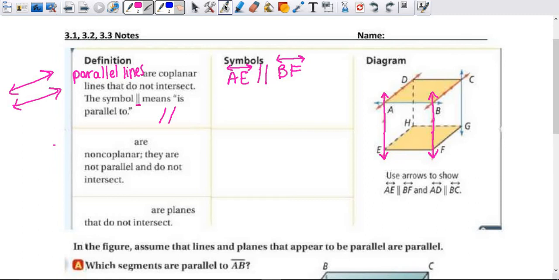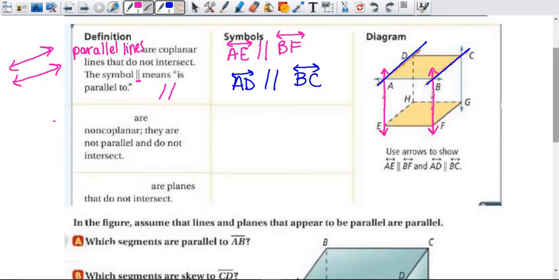Okay, so another example could be, what about AD and then BC? So I could use AD, and that is a line, so we give it the correct hat, to BC. Those are some parallel lines.